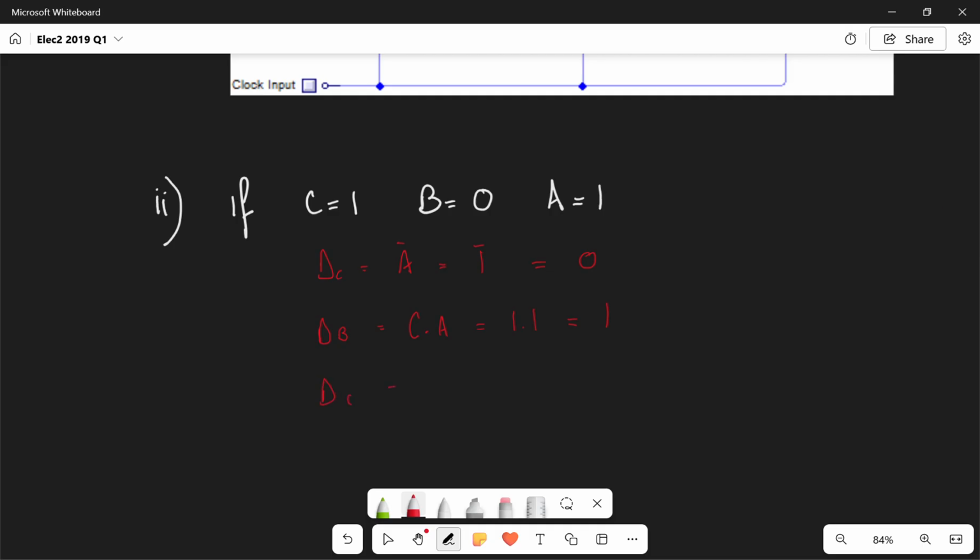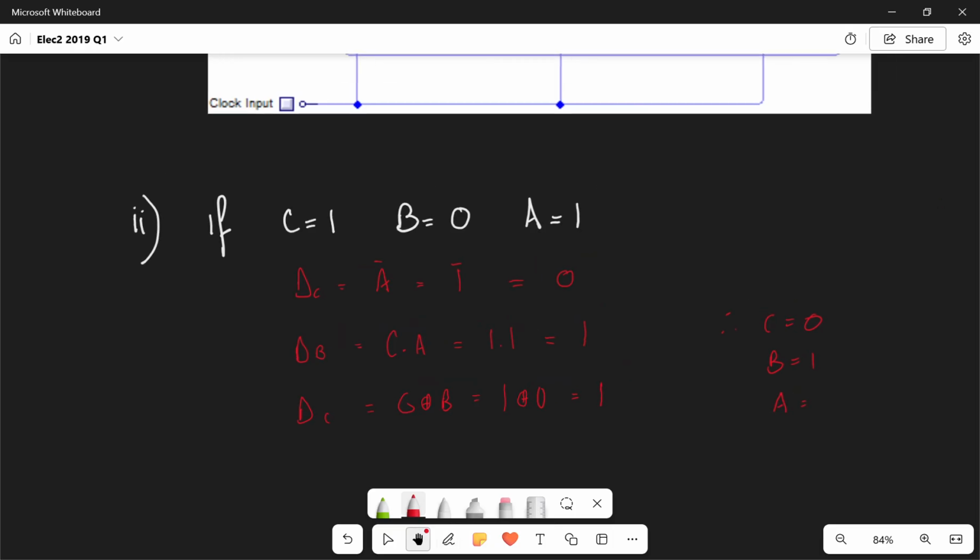And finally, DA. DA is the exclusive OR of C and B. That means we've got a 1 exclusive ORed with a 0. And in the conditions for an exclusive OR gate, when we've got a 1 and a 0 on a 2-input exclusive OR gate, the output is high. Therefore, C is equal to 0, B is equal to 1, A is equal to 1.